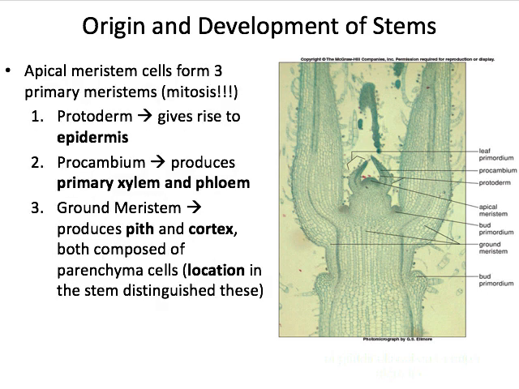Recall that apical meristem cells form 3 primary meristems, and this is where cells are all dividing by mitosis. The first is the protoderm. This region gives rise to the epidermis. The next is the procambium. This produces primary xylem and primary phloem. And finally, the ground meristem. This produces pith and cortex, both composed of parenchyma cells. Later on, we'll figure out how to distinguish the locations of these pith and cortex regions.